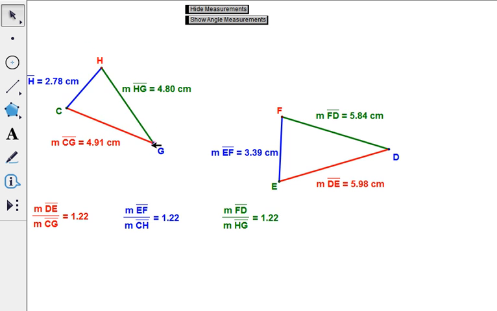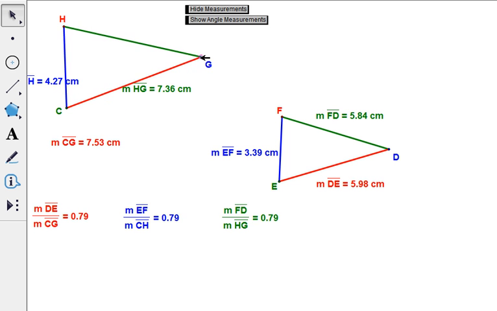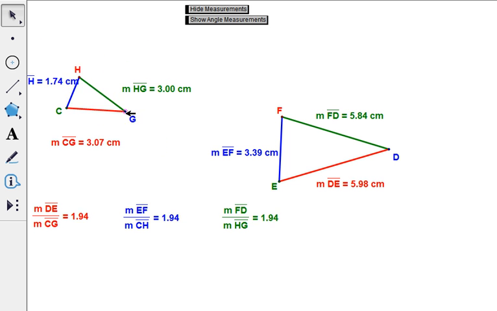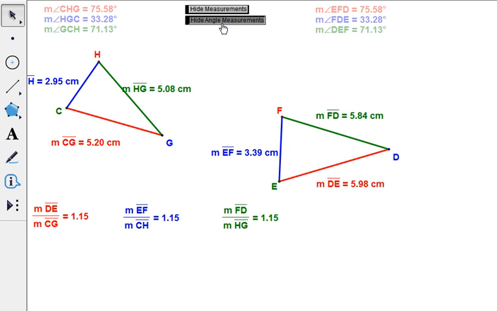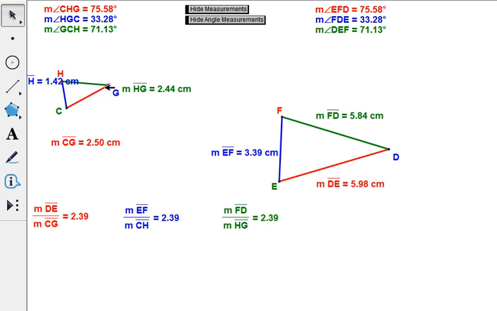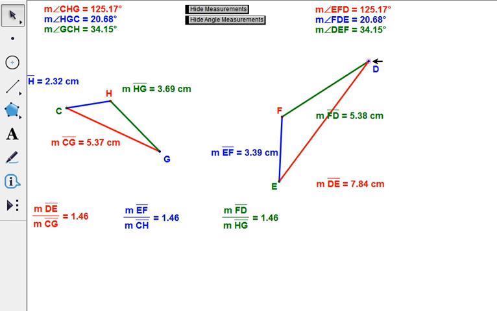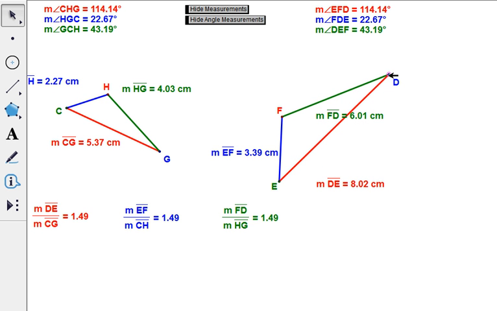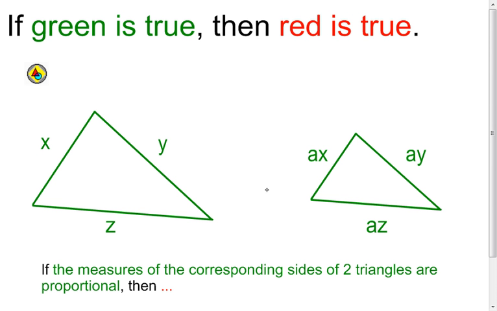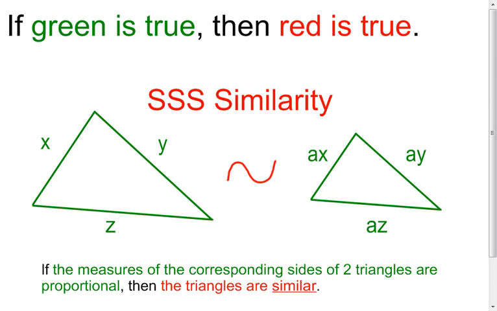As I move this triangle, it's staying proportional to the other one. Well, if I show you the angle measures now, notice all the corresponding angles are congruent, and even when I move it, those angle measures stay that way. If I move this one, now the angle measures change, and they change on the other one as well. And notice my ratios stayed equal, which tells me then that if I know the corresponding sides are proportional, then I know my triangles are similar.